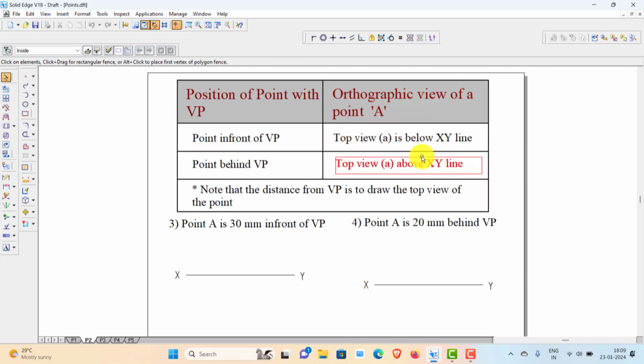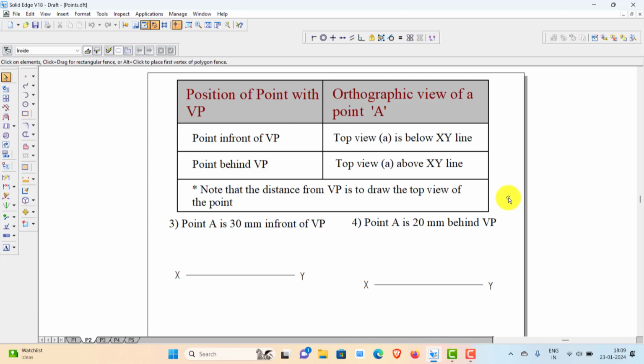If the point is A, the top view will be represented by A. So if the point is in front of VP, its top view A is below the XY line. And if the point is behind VP, its top view is above the XY line. So note that the distance from VP is used to draw the top view of the point. Whenever the distance from VP is given, that distance is used to draw the top view of the point.